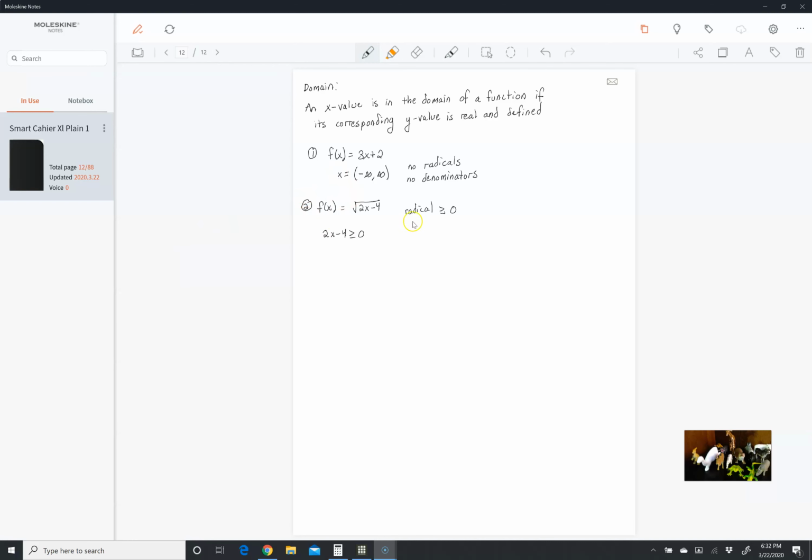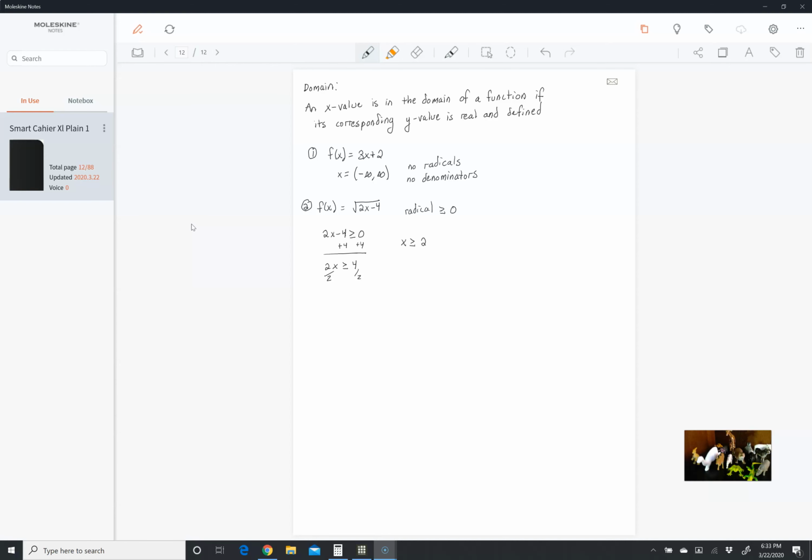In other words, anytime that we see a radical, what's under the radical has to be greater than or equal to 0. Square root of 0 is 0. That's fine. But the square root of a negative number is not real, and we need it to be real. So 2x minus 4 is greater than or equal to 0. That means that we're going to add 4 to both sides. That says that 2x is greater than or equal to 4. Divide both sides by 2. So x is greater than or equal to 2.